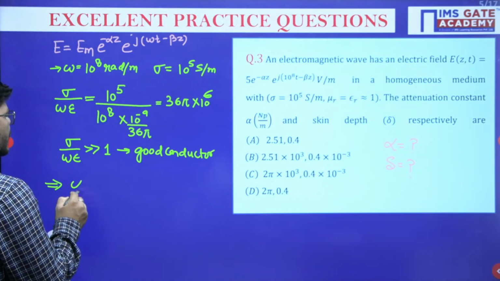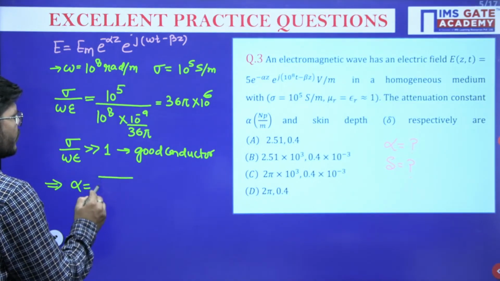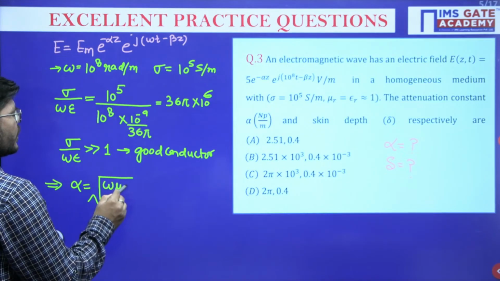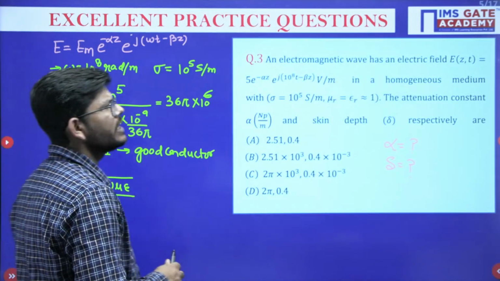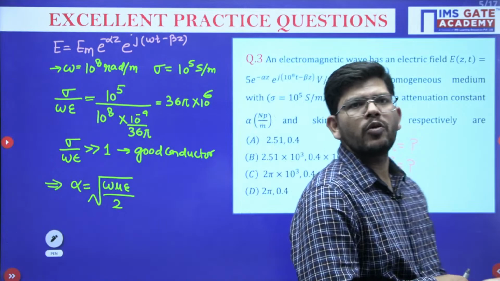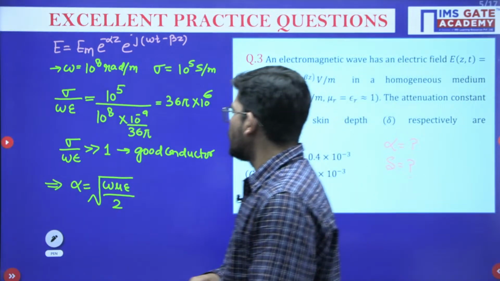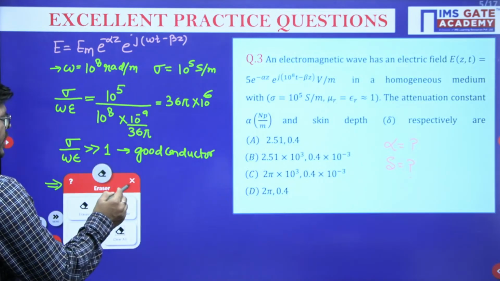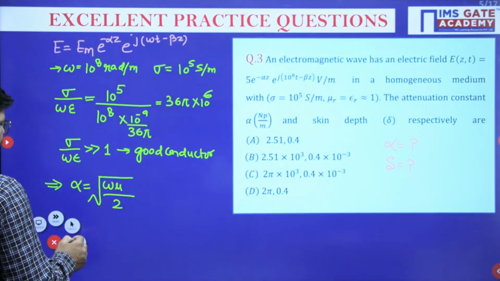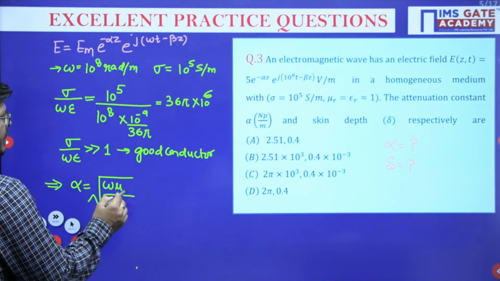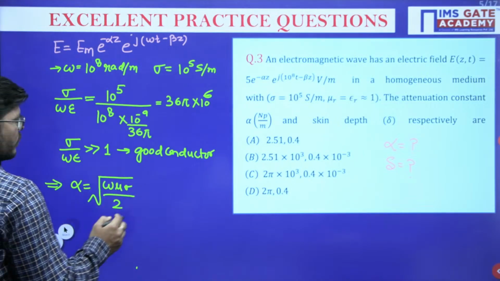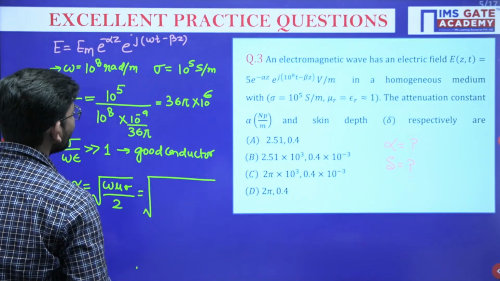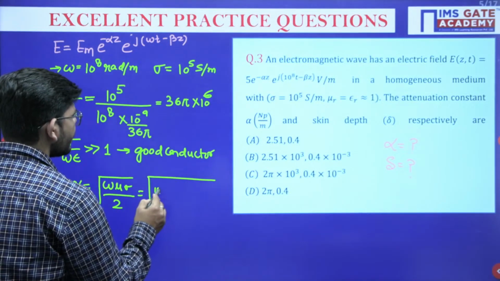So for a good conductor, what is the attenuation constant? Attenuation constant is under root of omega mu epsilon divided by 2, isn't it? This is the formula. Under root of omega mu and sigma is there, not epsilon. We will be having sigma here. Okay. Now just put the values here. So what values are we having? Omega is 10 to the power 8.